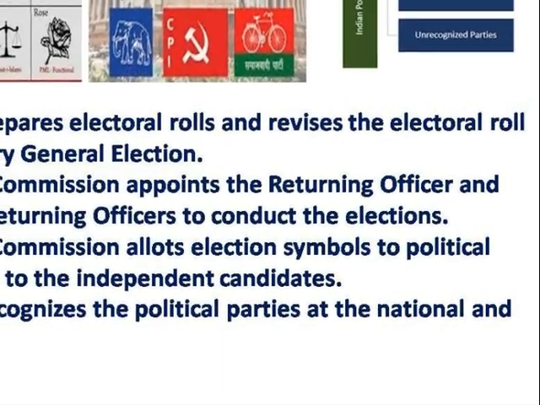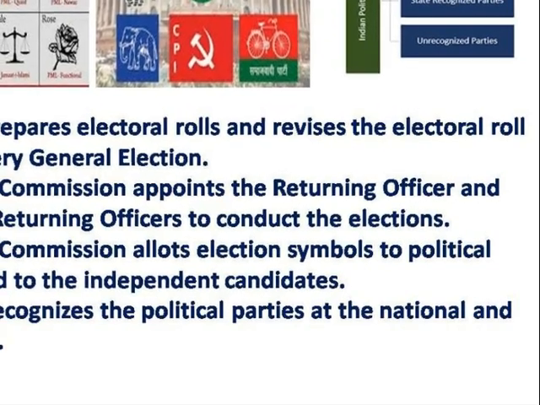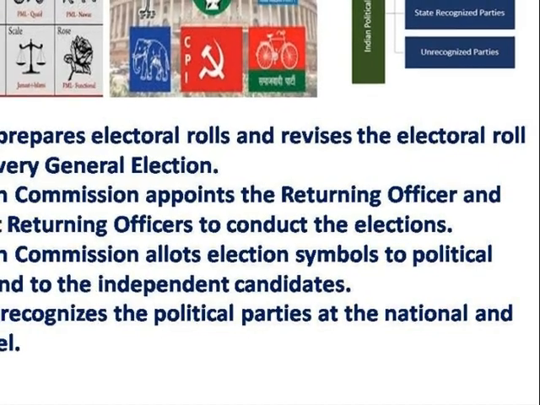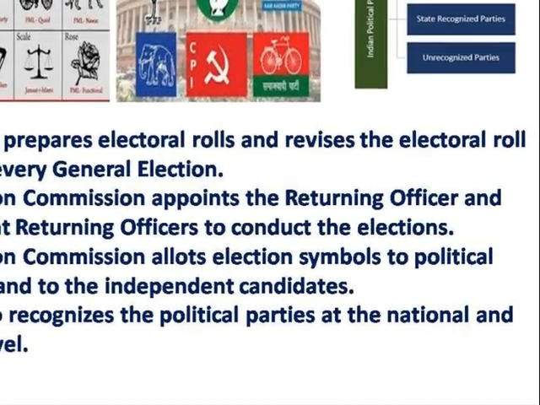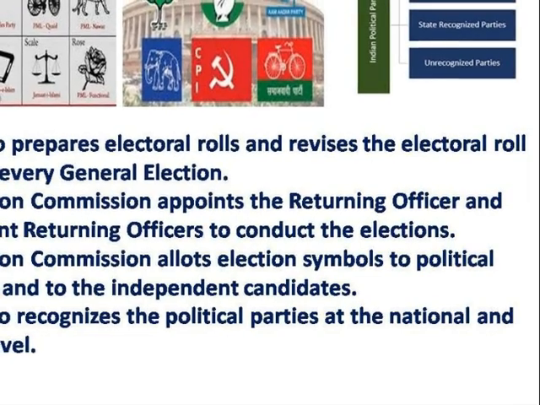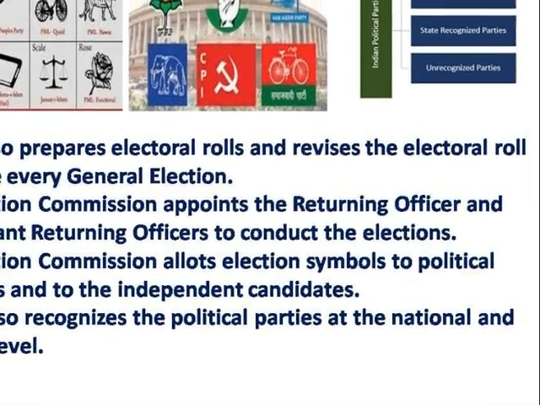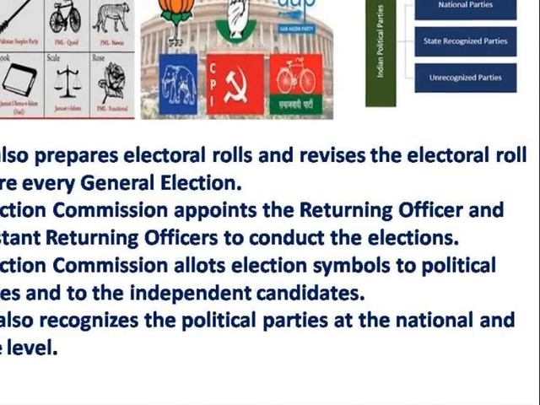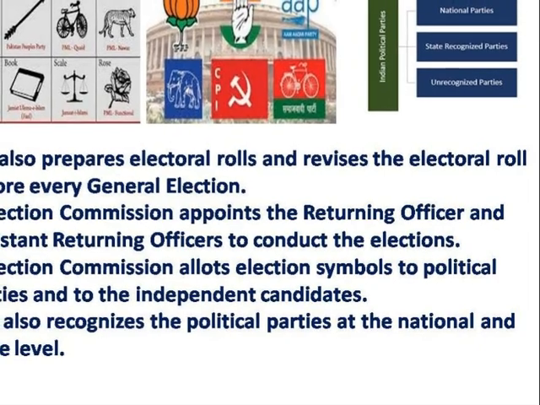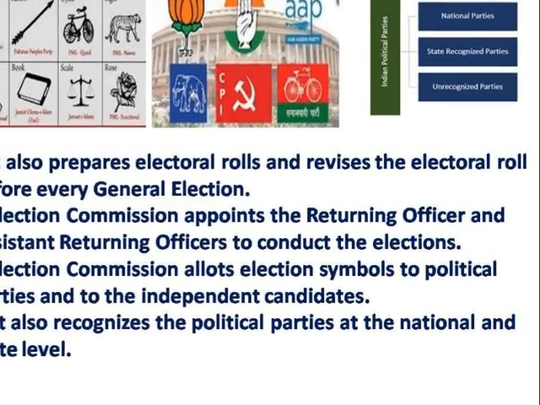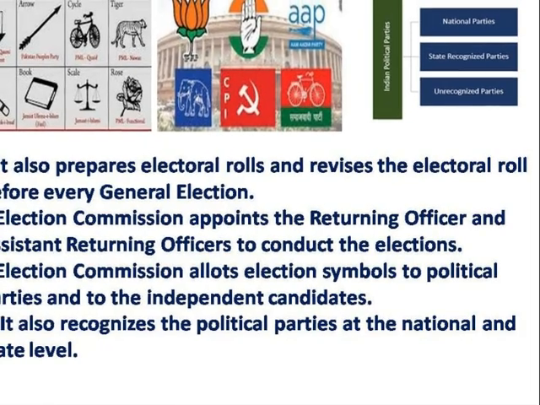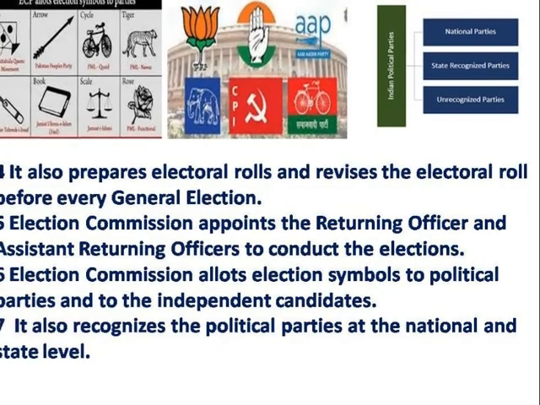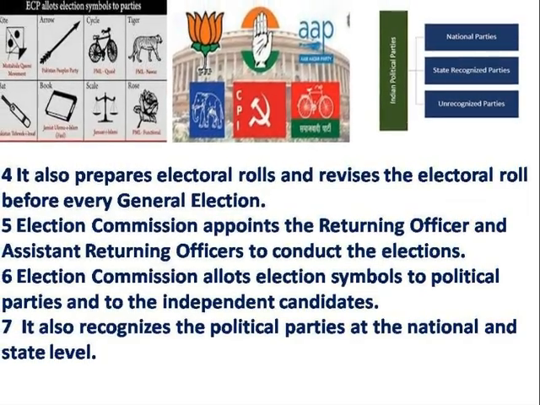The Election Commission appoints the returning officer and the assistant returning officers to conduct the elections. It allots election symbols to political parties and to independent candidates. For example, the symbol of hand has been provided to the Congress and the symbol of lotus has been provided to the BJP. Those candidates who contest the election independently are provided election symbols temporarily by the Election Commission of India. The Election Commission of India also recognizes the political parties at the national and state level.